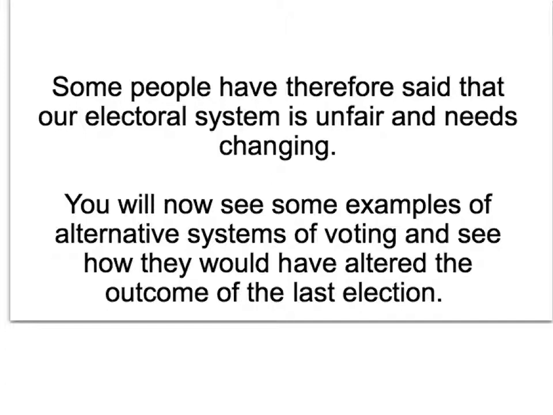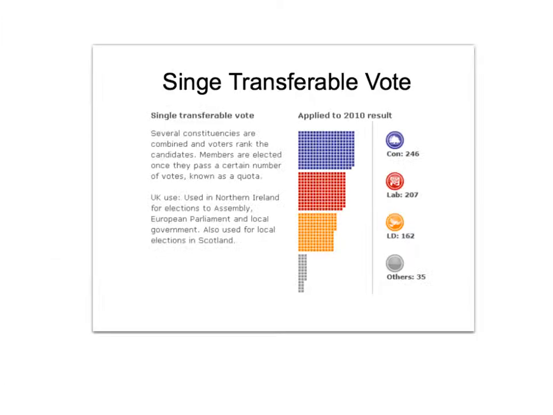You will now see how this election in 2011 would have panned out had alternative systems used in other parts of the world been used in our general election rather than a first past the post. Under a method called the single transferable vote, the Conservatives would have gained 246 seats, Labour 207, and the Liberal Democrats 162. Now, this system is used in the European Parliament. It's also used in Northern Ireland, but it is not used in general elections.